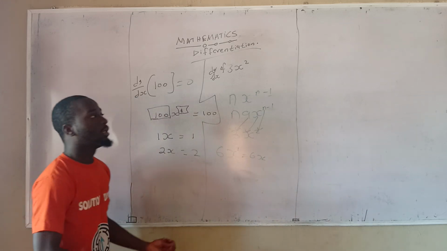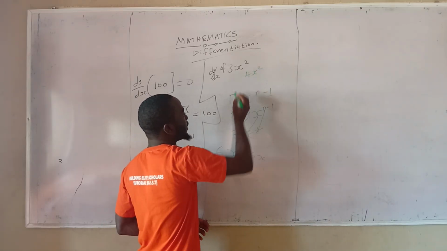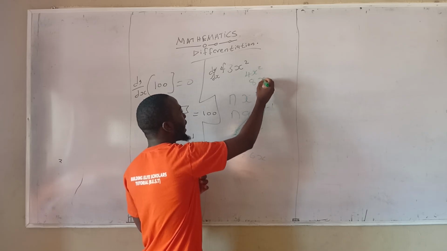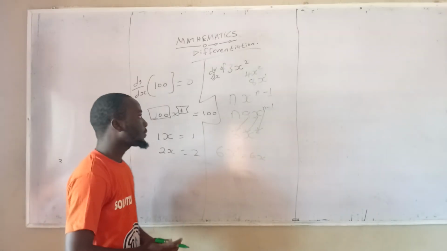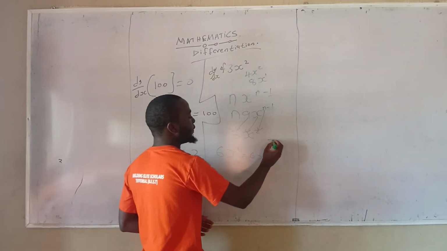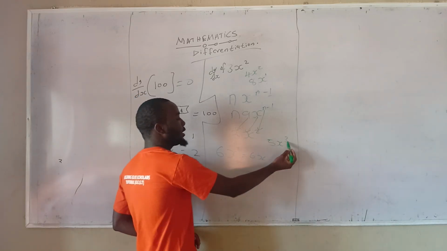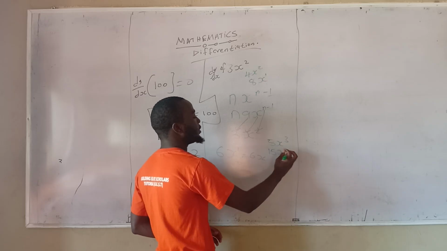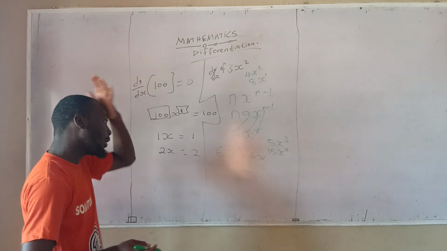As simple as that. If you have to differentiate 4x squared now, you do 2 times 4, 8, x, 2 minus 1, 1. That's the final answer. If we have to do 5x cubed, how do you do it? 3 times 5, 15, x, 3 minus 1, 2. As simple as that. That's the final answer.